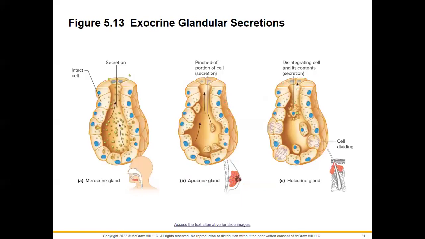So if we go back to this image, here in this particular gland, you see that these little dots are the product that the gland is producing, or the cell is producing, I should say. When it's ready to secrete its product, part of the cell itself is going to be lost from the cell and excreted along with the product. Merocrine, it's just a product. With the apocrine, it's part of the cell itself.